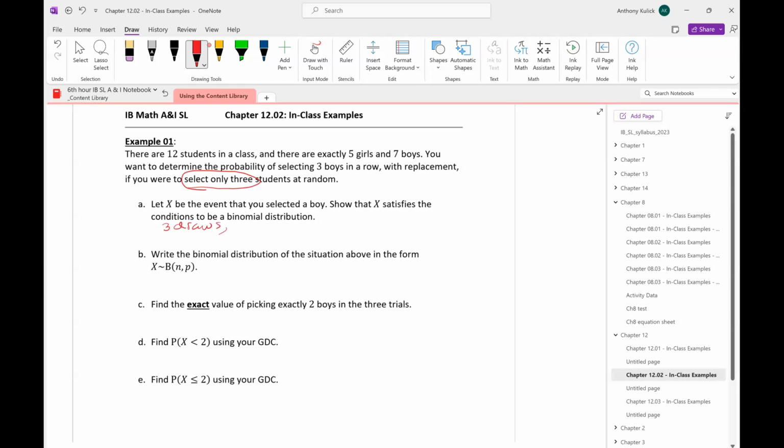Each trial has only 2 outcomes. If you think about a coin flip, it's heads or tails. In this, the 2 outcomes are boy or girl.